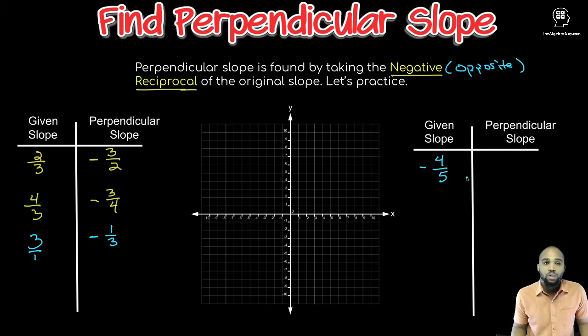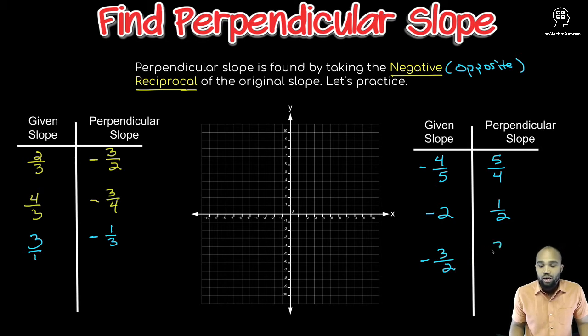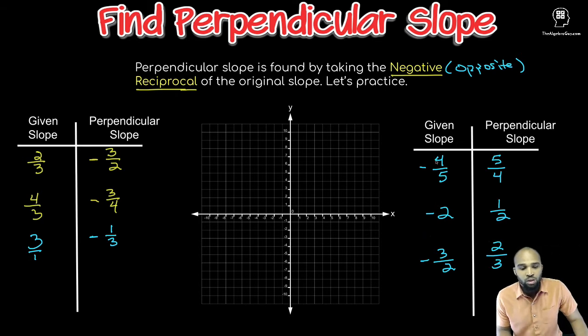What's going to be the perpendicular slope? Well, we have to do the opposite, or the negative of this value, which in this case is changed into a positive, and now we reciprocate it to 5 over 4. What about negative 2? Well, again, we change that from a negative to a positive, and we reciprocate it to 1/2. And lastly, what about negative 3/2? Again, changing that to a positive, reciprocating it to 2/3. So that's the big idea.